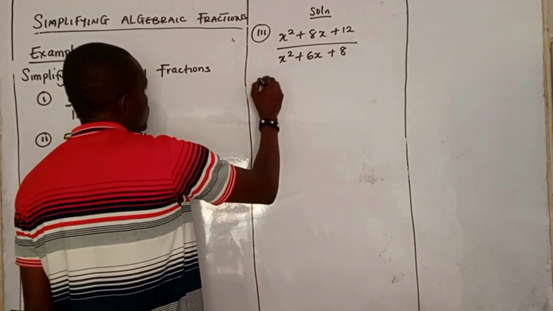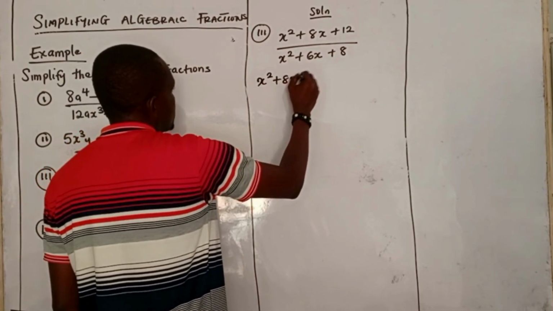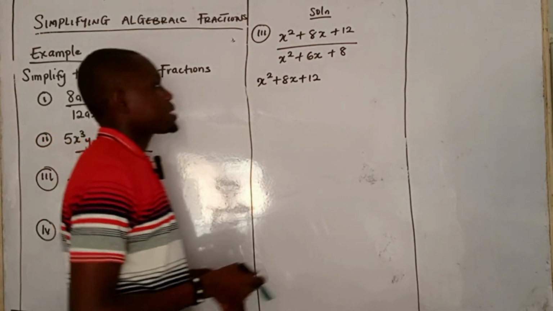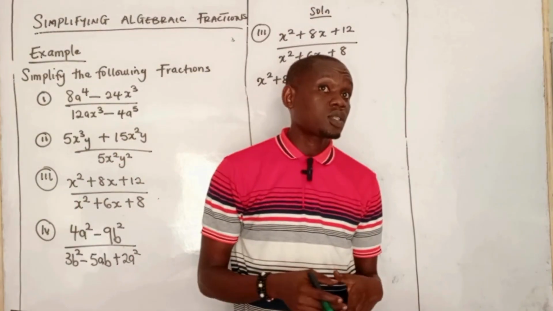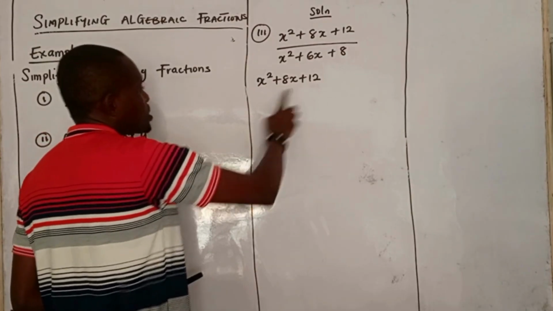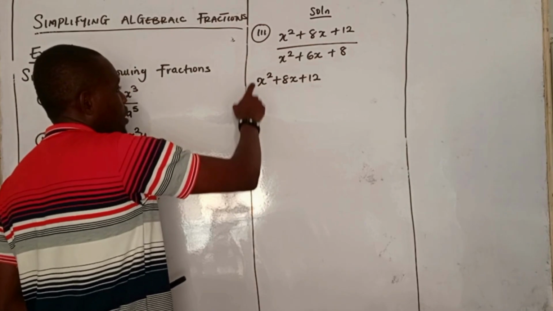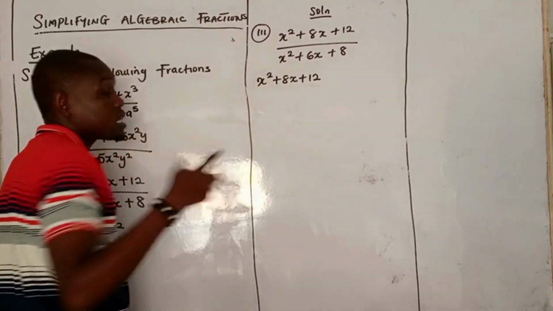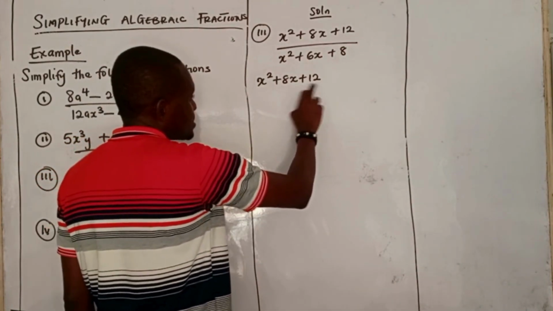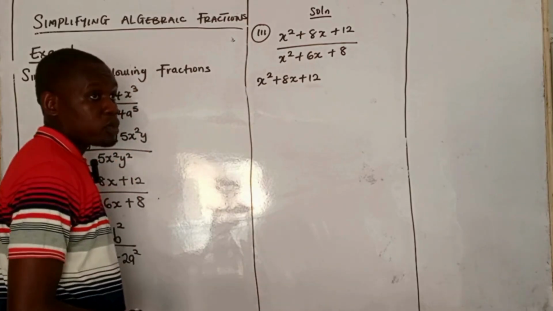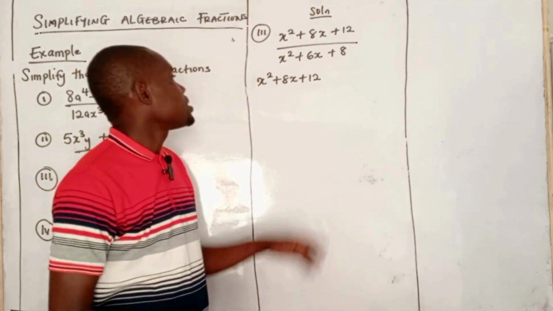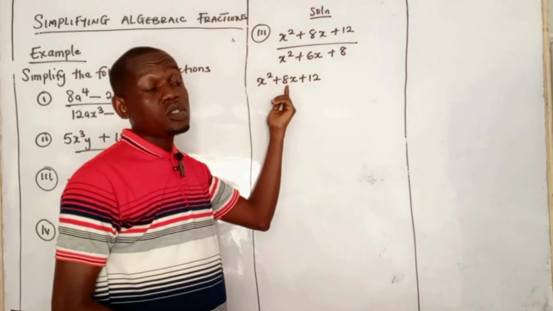So let's start with the first one, which is x squared plus 8x plus 12. Remember I said in the aspect of factorization, as long as the coefficient of the letter carrying the square is 1, all you just need to do is express the last term, which is plus 12 here, as a product of two numbers that when added, we are going to get 8.